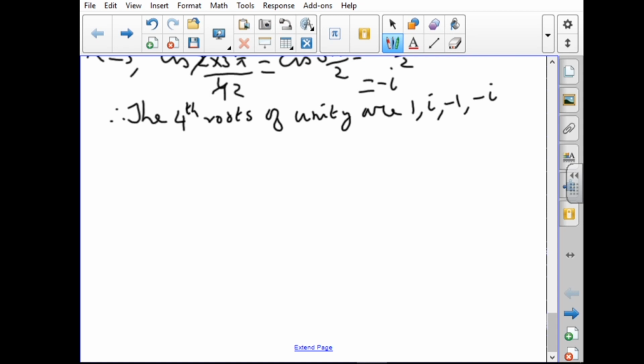Now if you see these roots, when you plot them on a unit circle, a unit circle is a circle whose radius is 1. When the 4 roots are plotted, we get a square. And when the cube roots, 3 roots, are plotted, we get an equilateral triangle, and so on. So when n roots are plotted, we get a regular polygon of n sides. Okay, now we will see the exercise.